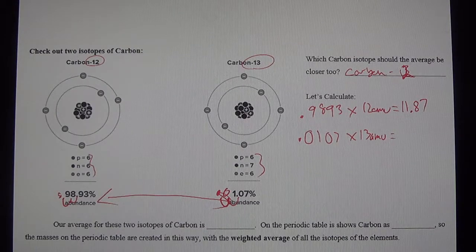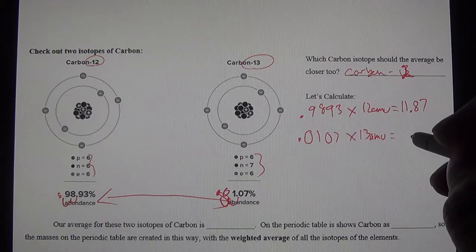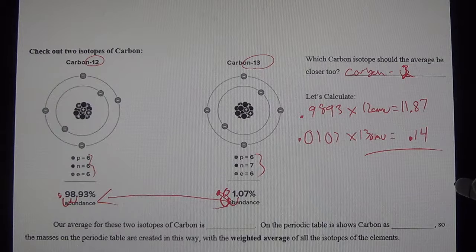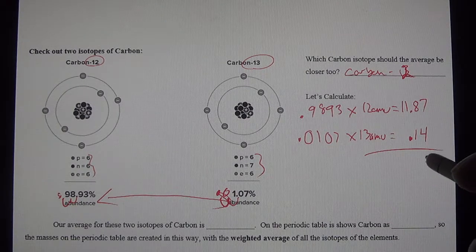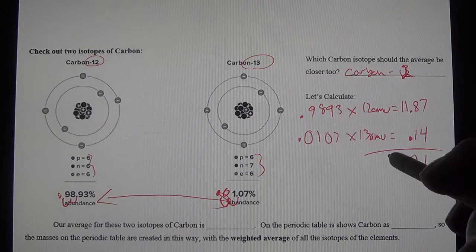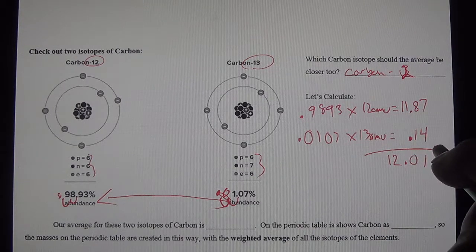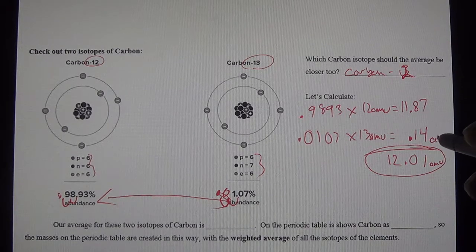And I'm going to take 0.0107 times 13, and I'm going to round that to the hundredths place again, and it's 0.14. And now I'm going to find my average. Okay, so I'm going to just add it up. 7 plus 4 is 11, carry the 1, that makes 10, carry the 1, 12.01. Okay. There's my average, AMUs, by the way, atomic mass units. That's the label.